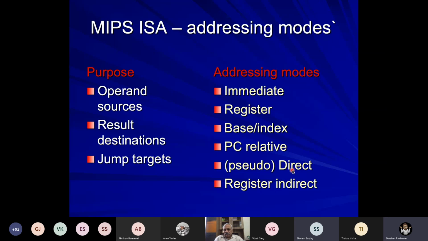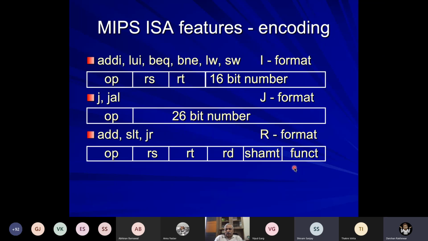Register indirect means that you specify a register as part of the instruction, and that register contains the address. So indirection through a register, you are accessing memory indirectly through a register. As opposed to direct, where you are specifying the address within the instruction, register indirect means that you are specifying the address in the register. So these are the three formats which I mentioned.